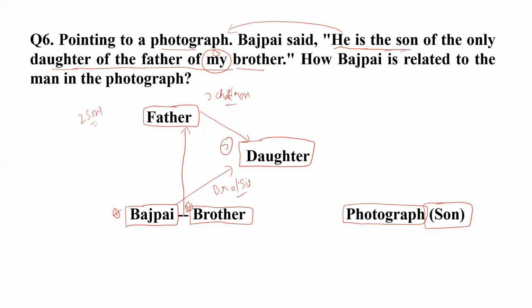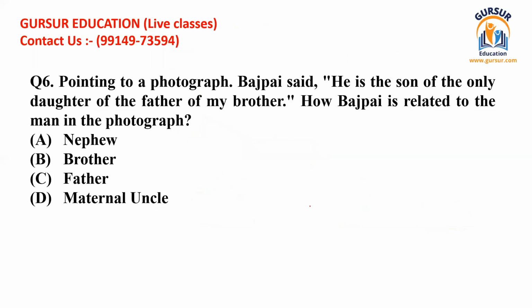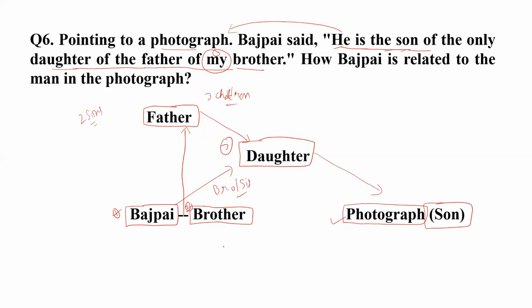Okay. So finally, he is the son of only daughter. So that means the man in the photograph is the son of that daughter. That means this man in the photograph is the son of sister of Bajpai. So in this way, you have to find these kind of questions. So this man in the photograph is the son of sister of Bajpai, which ultimately means that he should be nephew. He should be nephew of Bajpai.